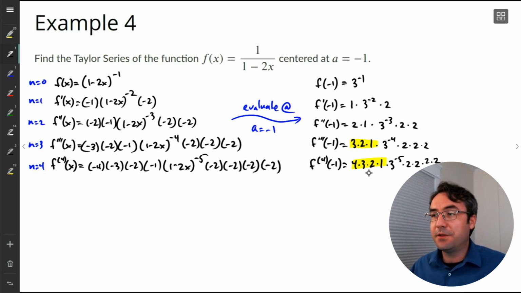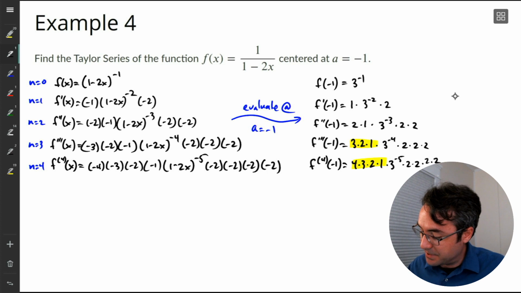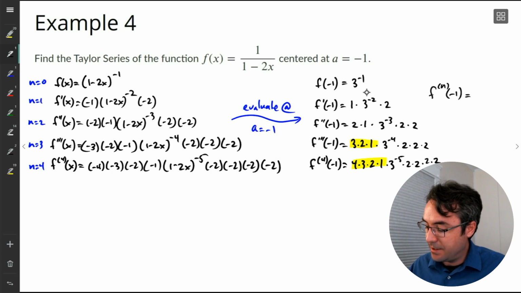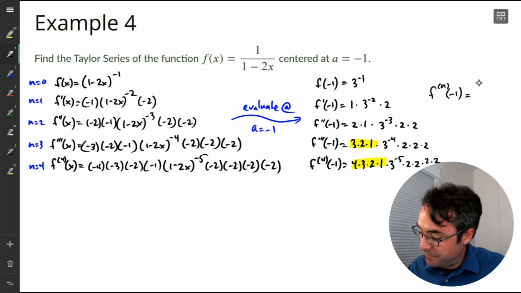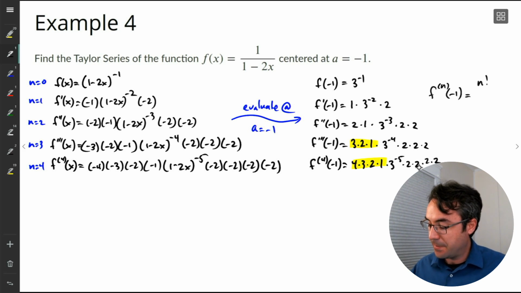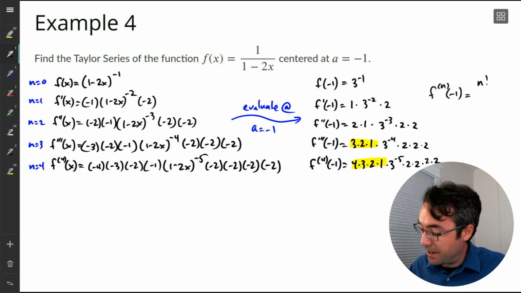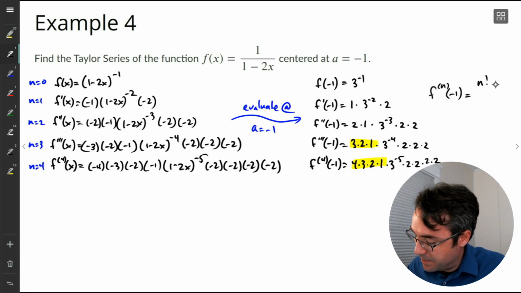And so if you put all of this together, what we kind of expect is that the nth derivative evaluated at -1, what is it going to be? Well, when n is 4, we have a 4 factorial, so we're going to expect an n factorial. And then when n is 4, we have 2 copies of 2, so we're going to have 2 raised to the n. And that should be a multiplication there, 2 raised to the n.